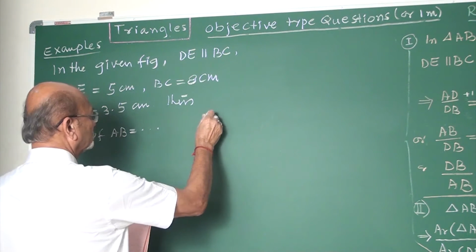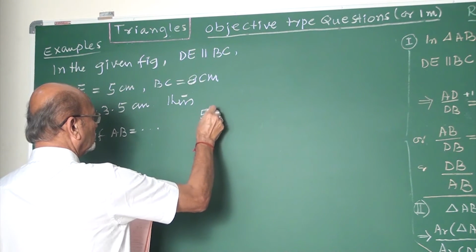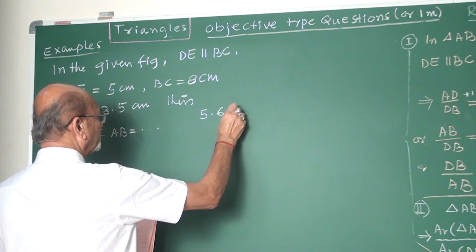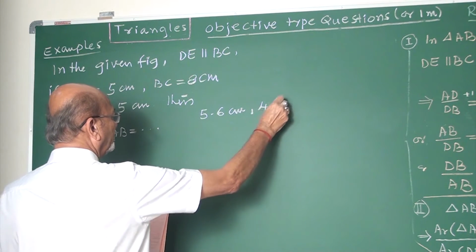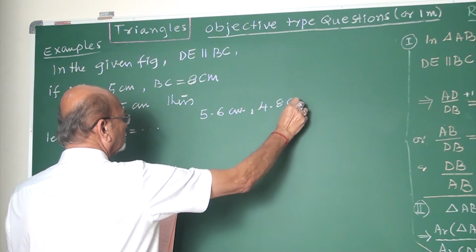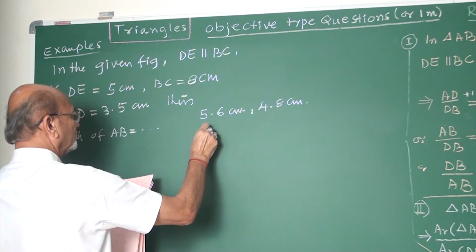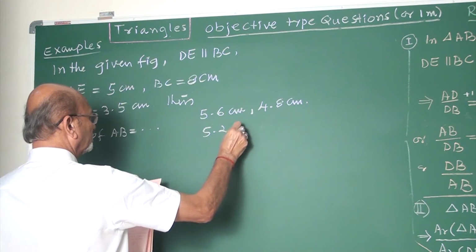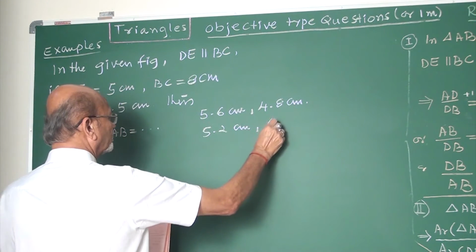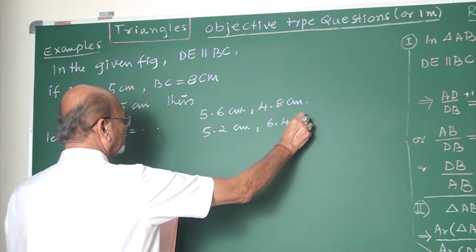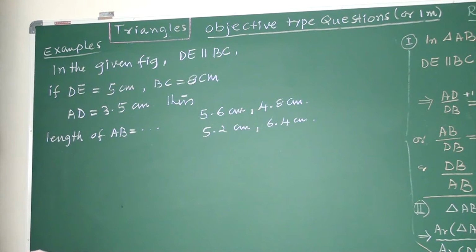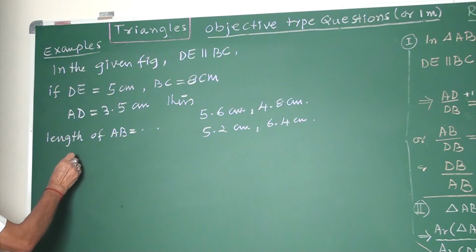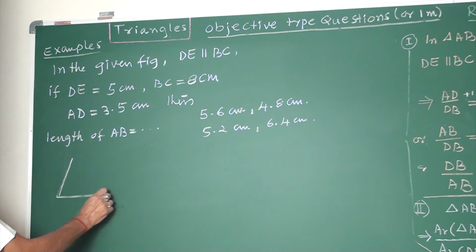These are the options. First option, 5.6 centimeters. Second option, 4.8 centimeters. Third option is 5.2 centimeters. Fourth option is 6.4 centimeters. These are the options, my friends. Yes, our figure is better. Geometry becomes easy if you draw the figure.